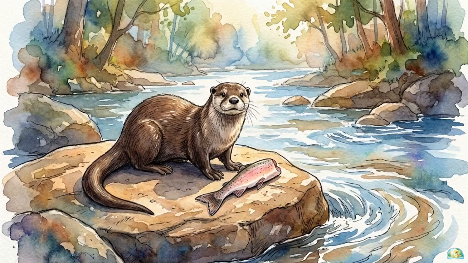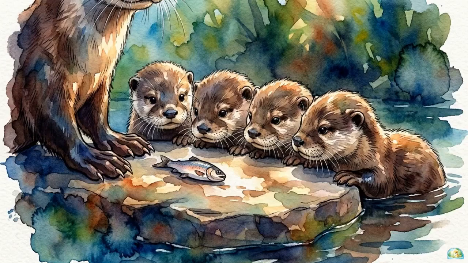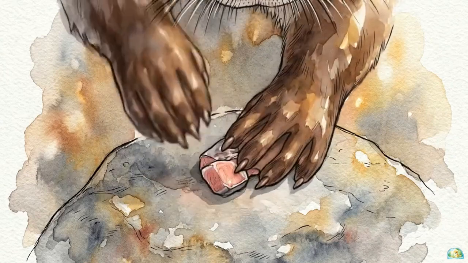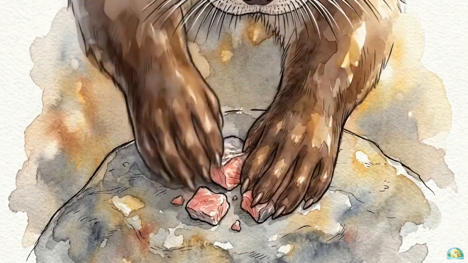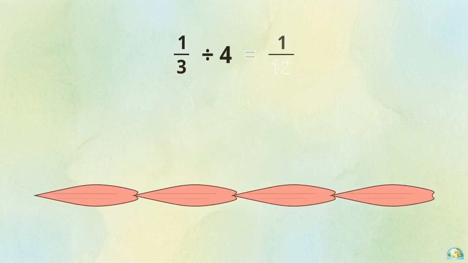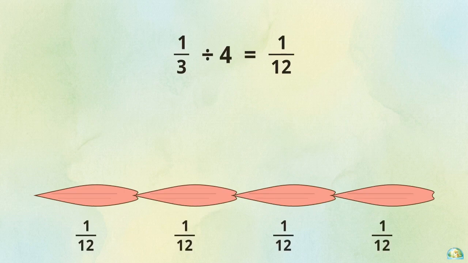Sedge has only a small fraction of a catch, just 1/3 of a single fish, but he must distribute it equally among 4 waiting pups. To manage this scarcity, Sedge uses his webbed paws to physically split that single piece into 4 even tinier pieces. Looking at the math on this leaf, we start with 1/3. Divided among 4 pups, each pup receives exactly 1/12 of a fish.